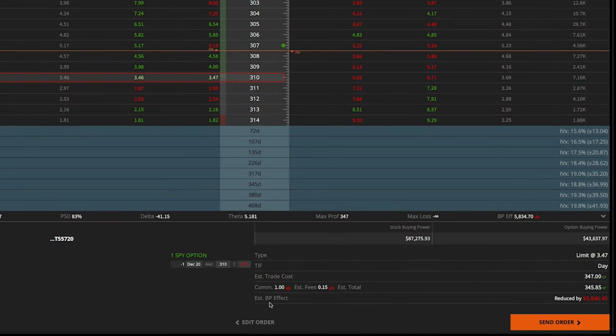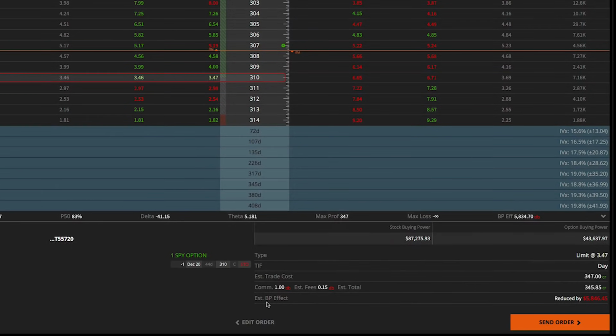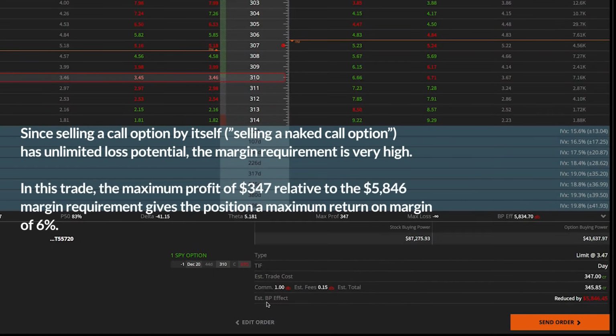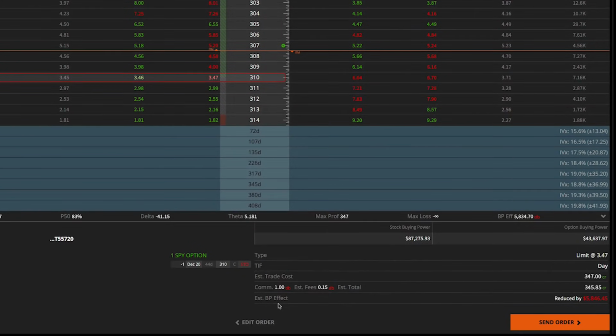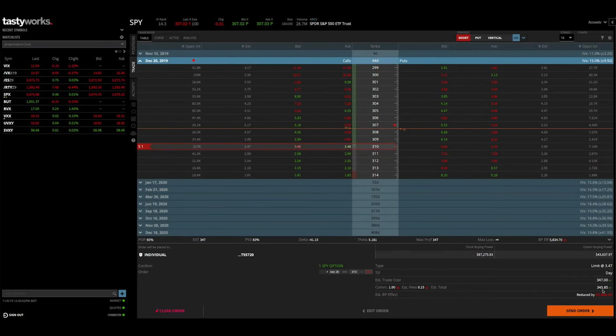The estimated buying power effect is something that I mentioned earlier, and this is the margin requirement. So this is the amount of money I have to put up in my account to actually enter this trade. Now I mentioned selling call options is a highly risky strategy because if you sell a call option, there is theoretically no limit to how much the stock price can increase, which means selling a call option all by itself has, in theory, unlimited loss potential. That means I'm going to have to put up a significant margin requirement to account for the potential losses that I could encounter should this stock price increase substantially. So in this case, the estimated buying power effect is just under $6,000. Now that means for me to sell this call option, just one contract of it, and collect $345.85, I need to have $6,000 in available margin in my account to actually sell this option. So that means I would have to have $6,000 of available cash in my account to actually sell this option.